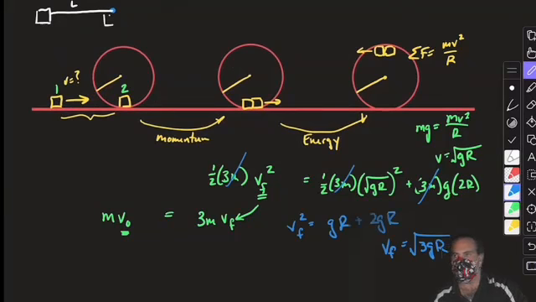Questions? All righty. 3m times the square root of 3GR equals mv naught. There's the answer.